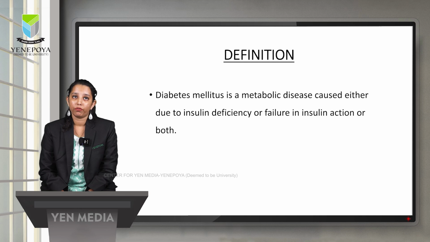So the definition of diabetes mellitus is, it's a metabolic disease caused either due to the insulin deficiency or failure in insulin action or both. So the beta cells of pancreas secrete the hormone insulin, which lowers the blood sugar level. So due to various conditions in diabetes mellitus, either the insulin deficiency can occur or the failure of insulin action.